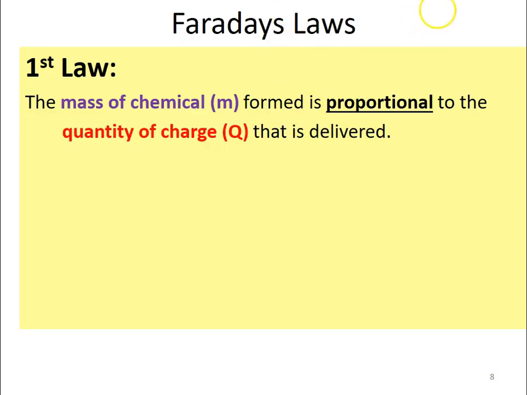Alright, so there's 2 laws, Faraday's laws. He defined these laws. So the first one is that we can relate the mass of the chemical that we're looking at, for example copper, to the amount of electrons, and we're going to call the electrons charge and call them Q. So it's proportional. The higher the charge, the more electrons, the higher the mass that you form. So that's his first law, that those 2 go together.